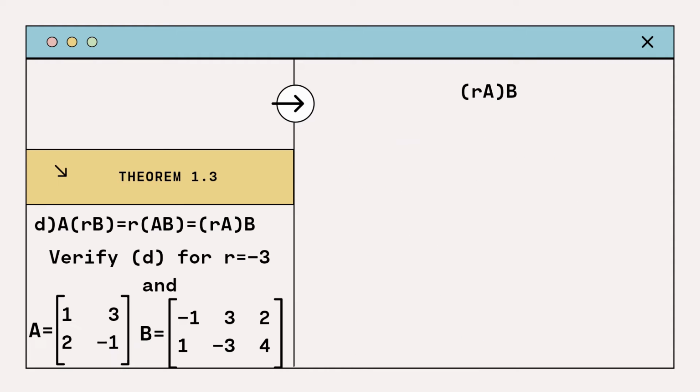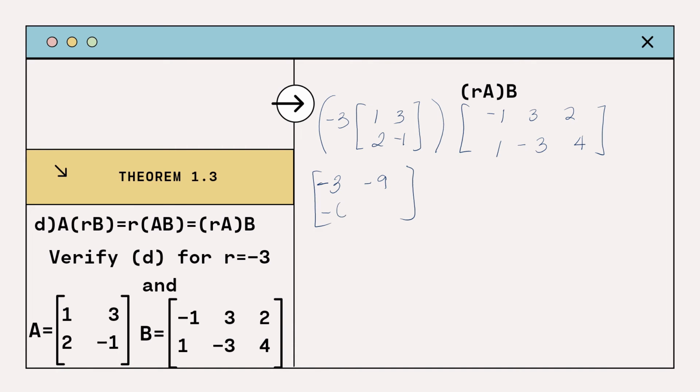We're down to our last equation. We have R times A times B. So negative 3 times our A, [1, 3; 2, -1], times our B, [-1, 3, 2; 1, -3, 4]. This will give negative 3, negative 9, negative 6, positive 3, times [-1, 3, 2; 1, -3, 4].